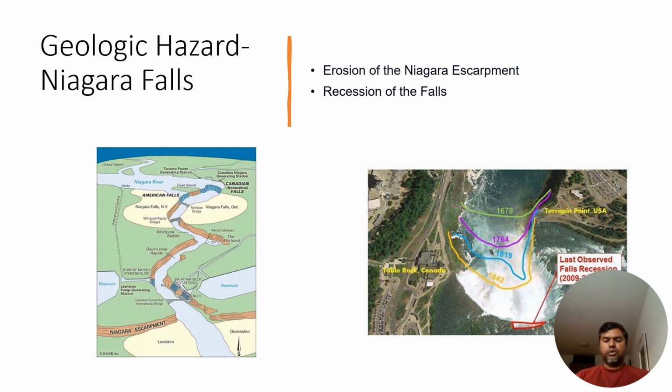Number four is human intervention. In the 20th century, human activities such as water diversion for hydroelectric power have significantly slowed the rate of erosion and recession. So, the formation of the Niagara Falls is a result of both natural geological processes like glacial carving, differential erosion and recession, and human intervention.